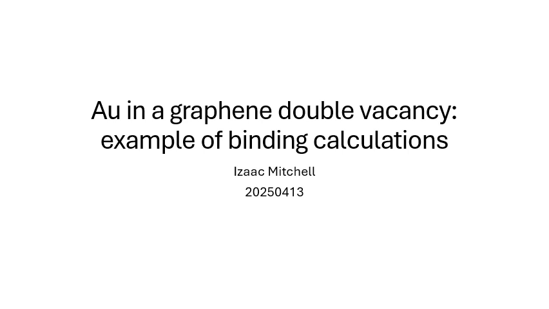My name is Isaac Mitchell, and this talk will be about the binding of a gold atom within a double vacancy in a graphene sheet. The purpose of this is to just start understanding how binding energies work, why you might do them, how you would calculate them, and what they are the precursor to in your work as a chemist.